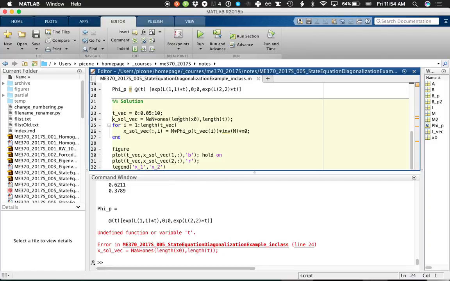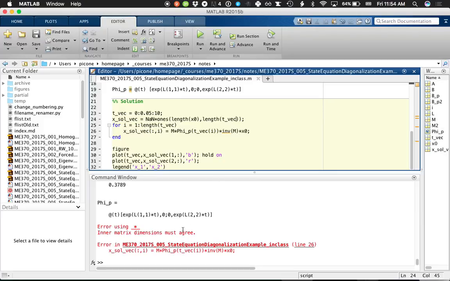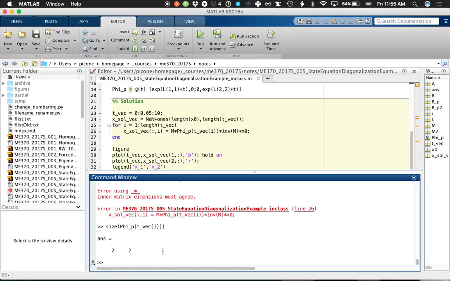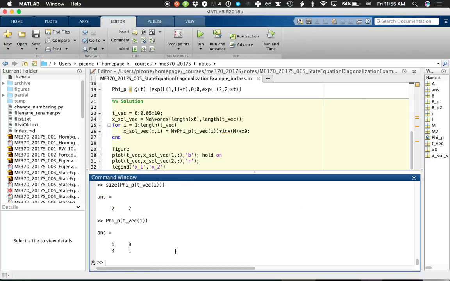Aha! Good call. The inner matrix dimensions must agree. So what is the size of this? We never evaluated that. Oh, it's 2 by 2. That's what I thought it would be. Okay, good.